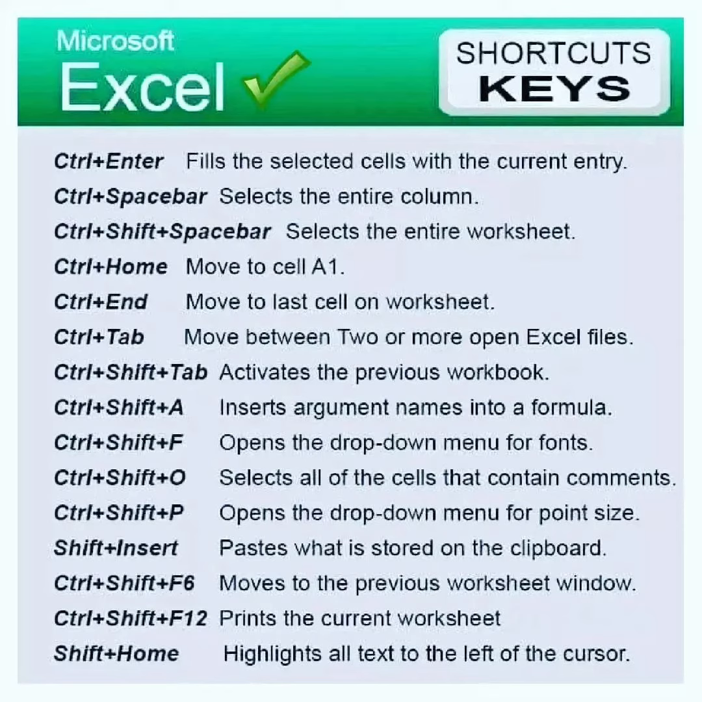Tenth, Control plus Shift plus O selects all of the cells that contain comments. Eleventh, Control plus Shift plus P opens the drop down menu for point size.